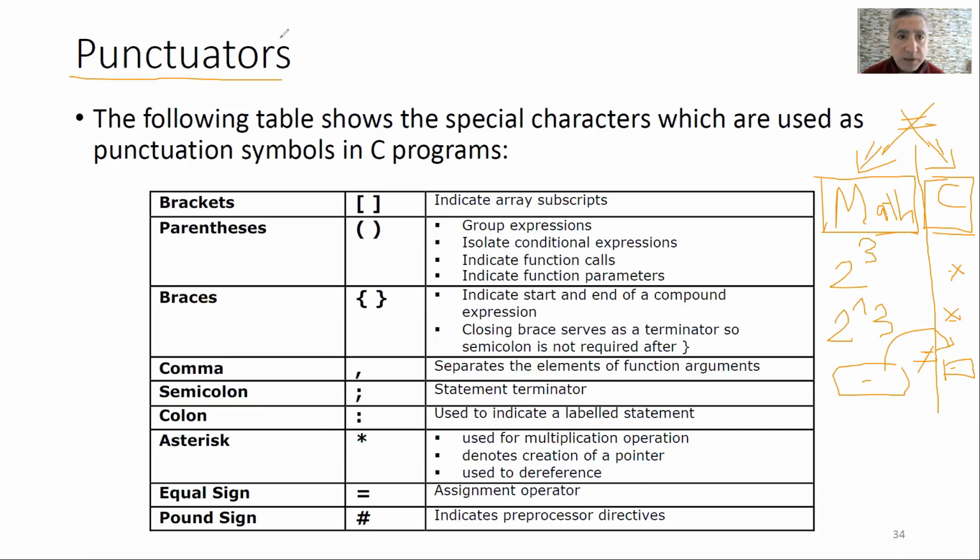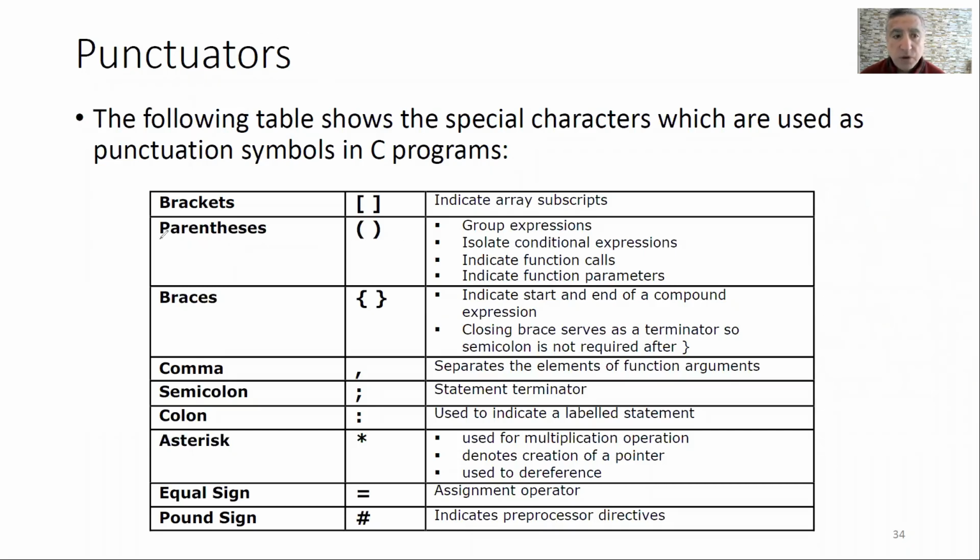Now, let me clear this and let me continue. So parentheses, we can use the parentheses in many ways, but remember that in mathematics, we use the parentheses for functions, for providing the parameters. And in C, it is the same. We can use the parentheses showing that f is a function and x is a parameter. So we use the parentheses to wrap the parameters and to show the functions.